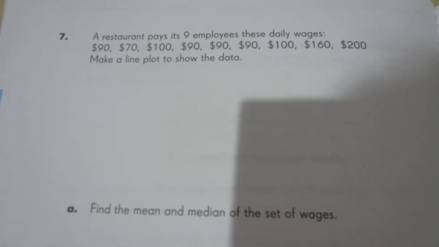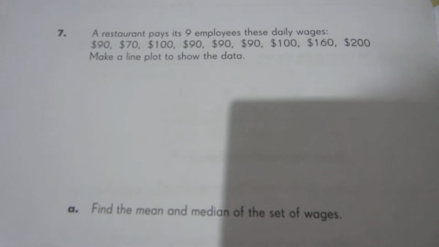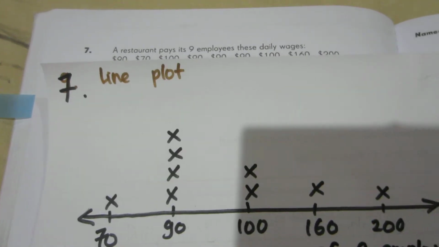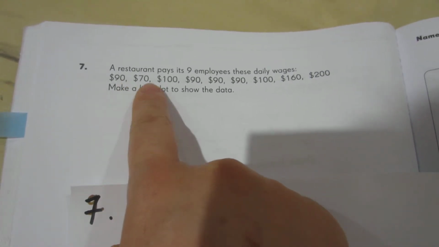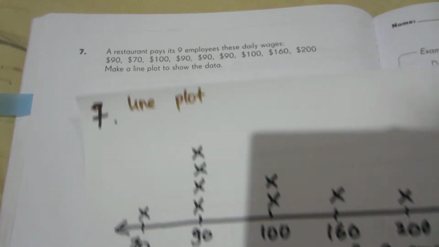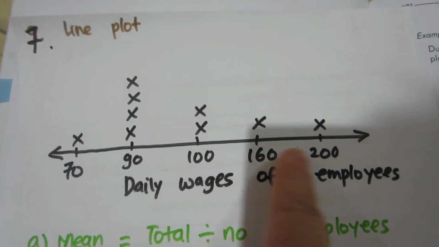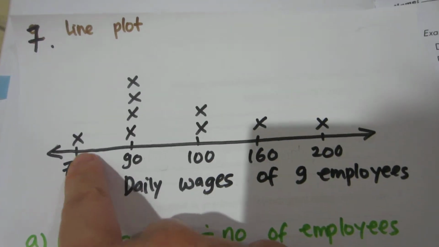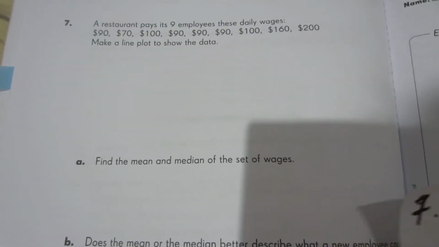A restaurant pays 9 employees these daily wages as shown below, and then they ask you to make the line plot. So you make the line plot, find the $90, $70. It starts from $70. So you make it 70, 90, 100, 160, and 200, and then you cross out. One person only gets $90, and then there are four people get $90.